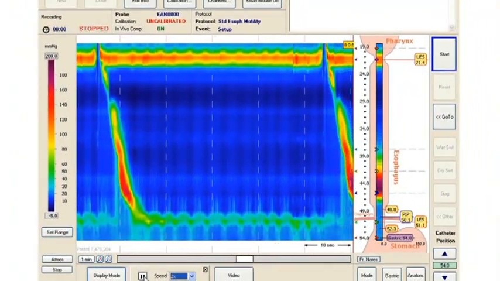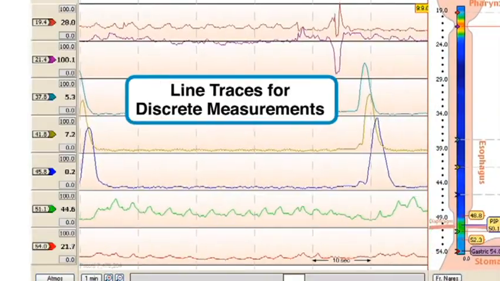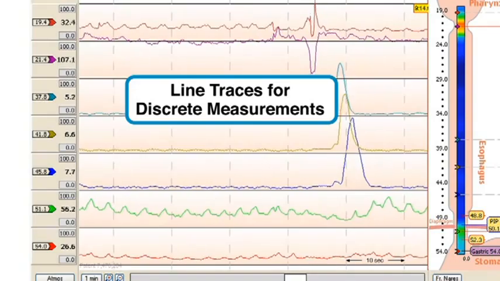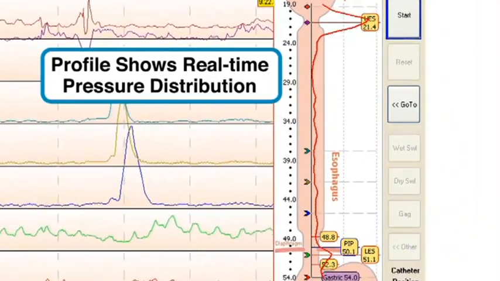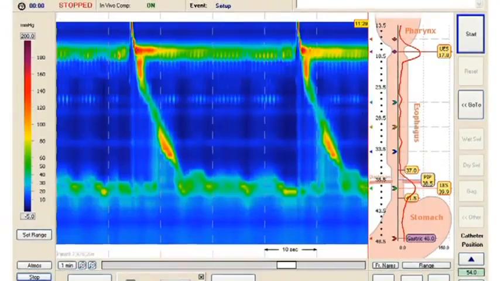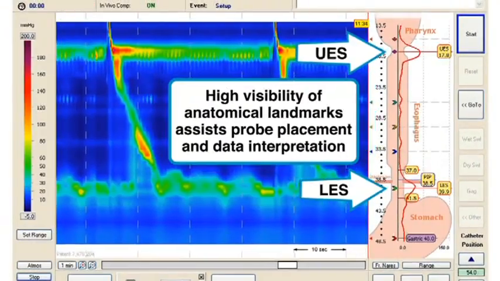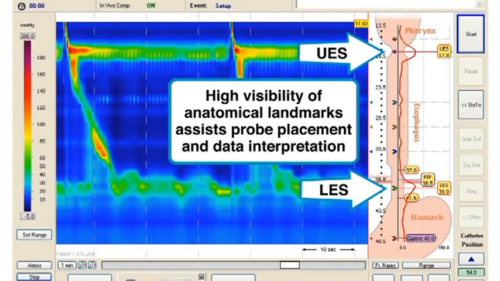The display may be switched instantly to view the same data set as line traces at discrete locations. The pressure profile may be viewed as a color map or as a line trace for quantitative pressure assessment. The high visibility of upper and lower sphincters assists in probe placement and data interpretation.